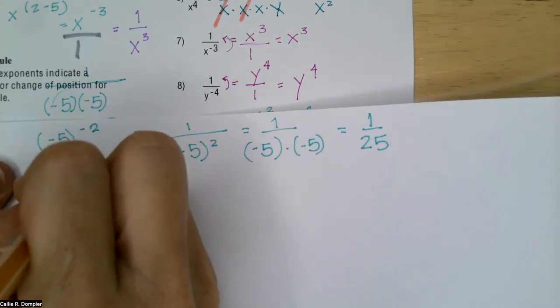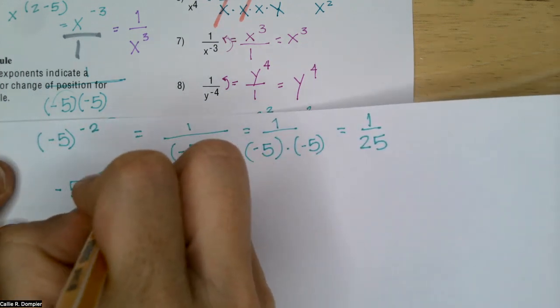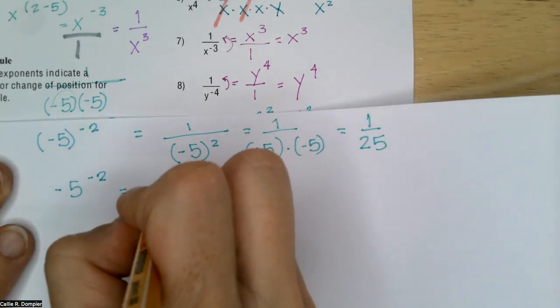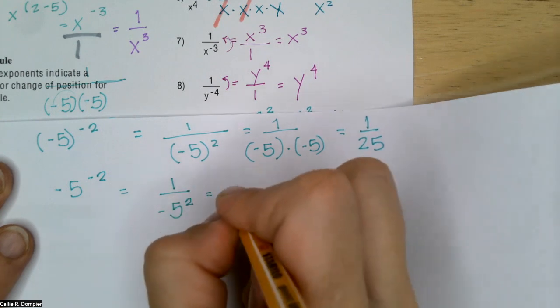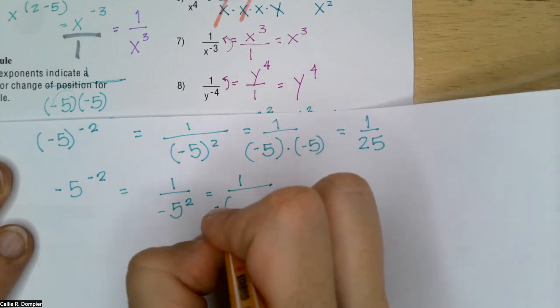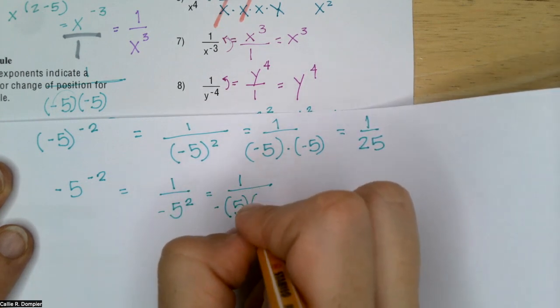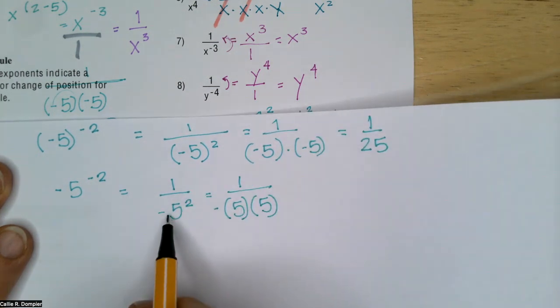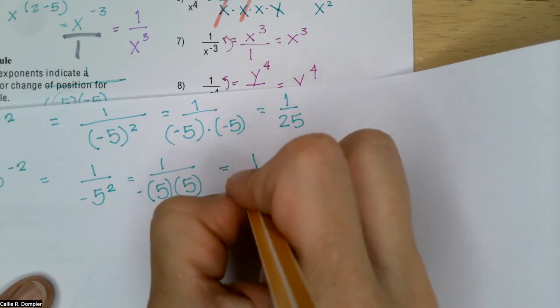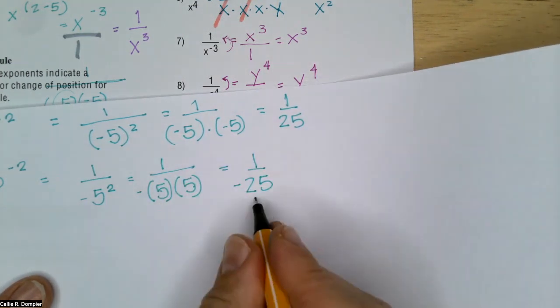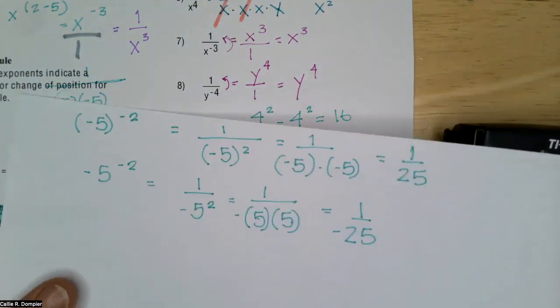However, negative 5, no parentheses, to the power of negative 2. First step is the same. Move it across the fraction bar. Here, however, we have a negative not associated with the 2. 5 times 5 is 25, but we still have that negative out in front.